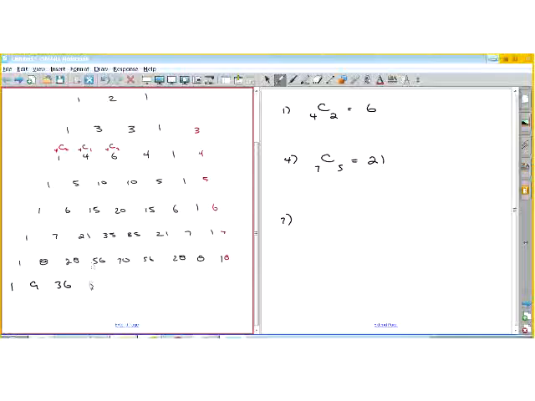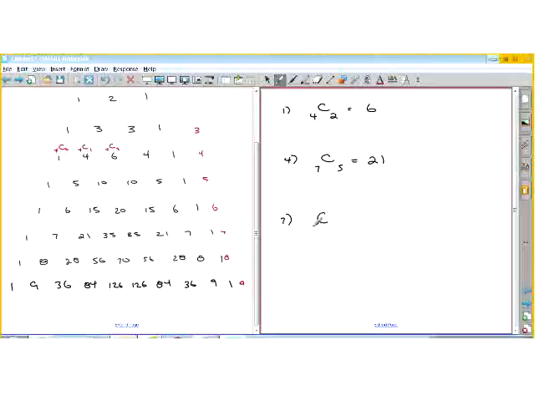That's 70, 84. Then we have 70 plus 56, which is going to be 126. And now we have reached our point of symmetry, so we can just continue to write down the numbers. So that's for 9. Okay, so number 7 says 9 things taken 2 at a time, combination. So here's the 9th row, 0, 1, 2. So it's going to be 36.